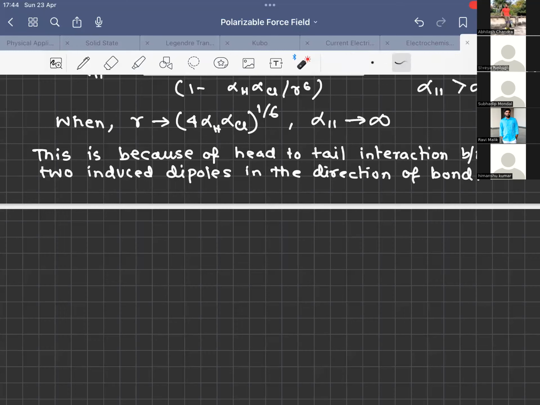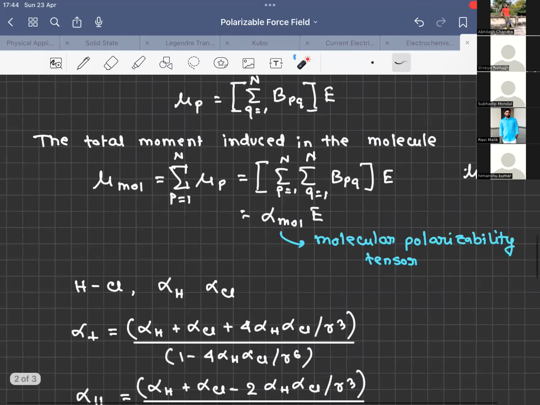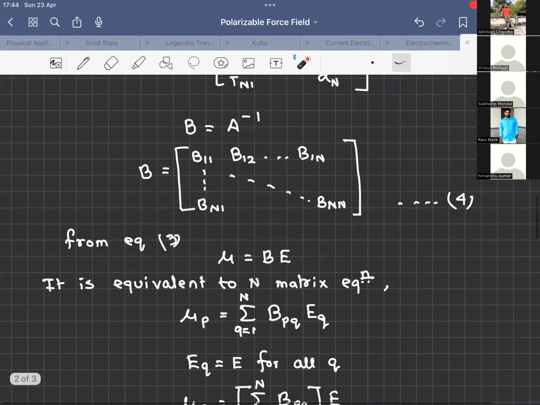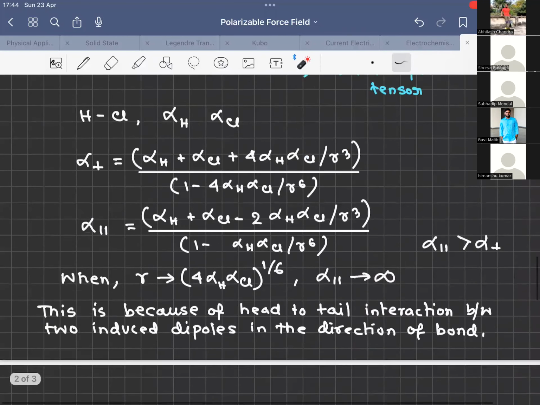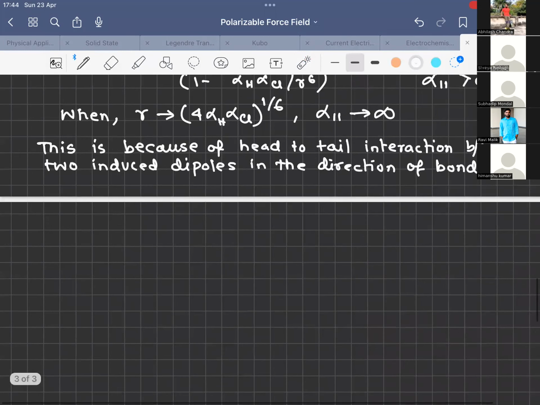This problem was later solved by Professor Thole in the year 1981. So this is how the induced dipole model works. Okay, so Subhajit, for the last line, can you explain by showing some schematic or picture or cartoon like this? I didn't understand that correctly.